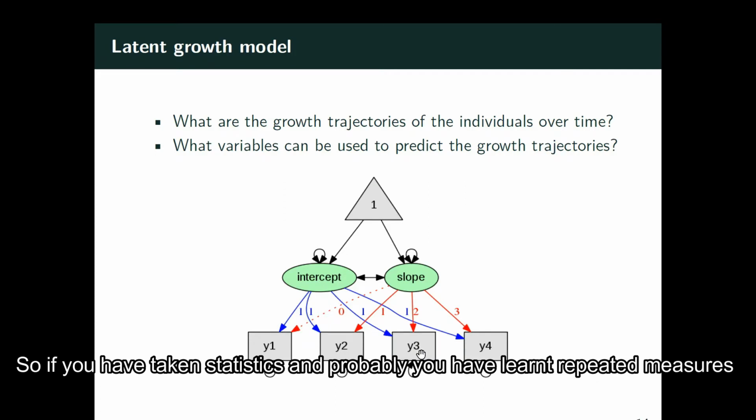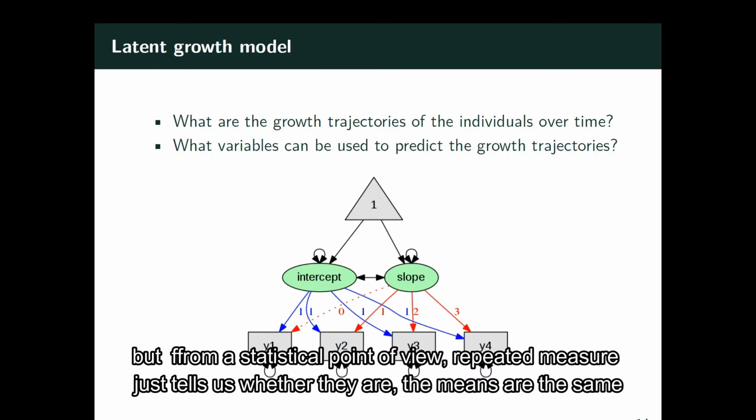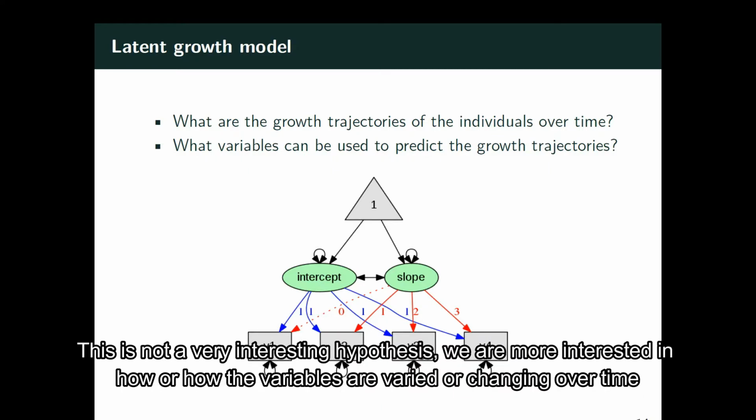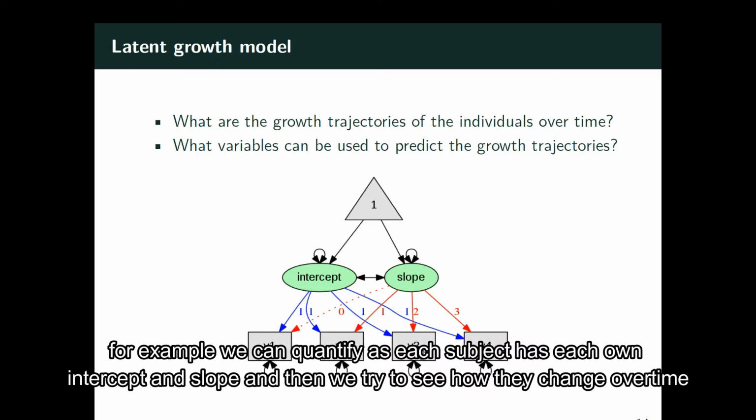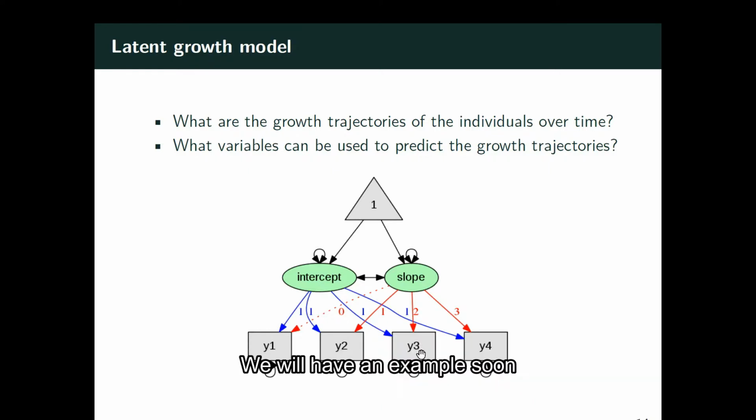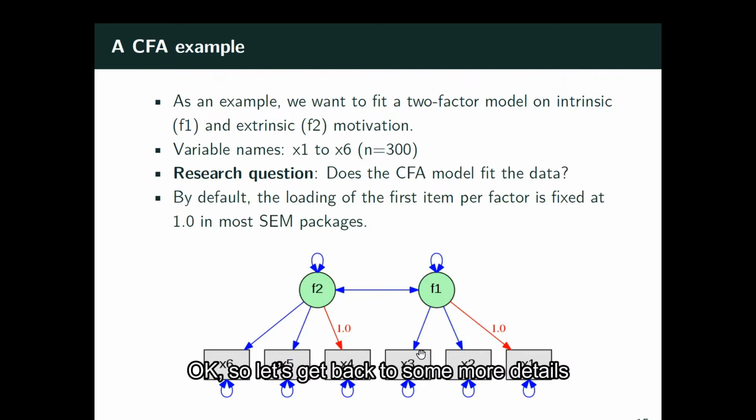If you are taking statistics, then probably you have learned repeated measures. But from a statistical point of view, repeated measures just tell us whether the means are the same. This is not a very interesting hypothesis. We are more interested in how the variables are varying or changing over time. For example, we can quantify that each subject has their own intercept and slope, and then we try to see how they change over time. We'll have an example soon. Okay, so let's get back to some more details.